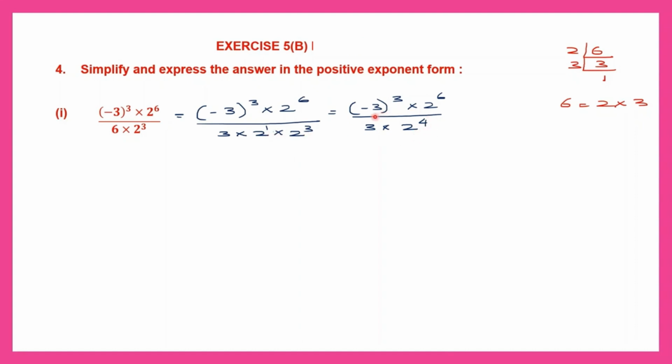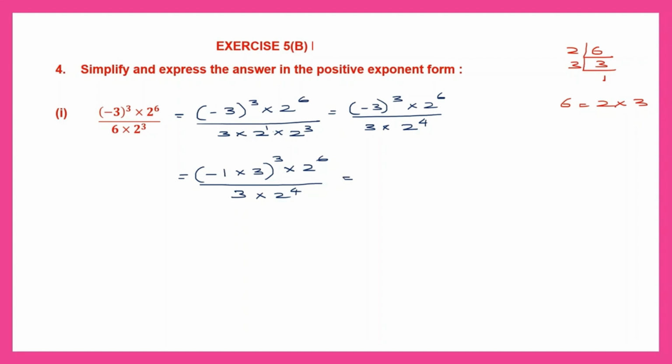Now let's work on this minus 3. Here in the base, our 3 is positive, whereas here it is negative, isn't it? So let's work on that. Instead of minus 3, I'm going to write minus 1 into 3. Isn't it the same? Minus 1 into 3 is minus 3. The whole thing raised to the power of 3 into 2 to the power of 6 by 3 into 2 to the power of 4.